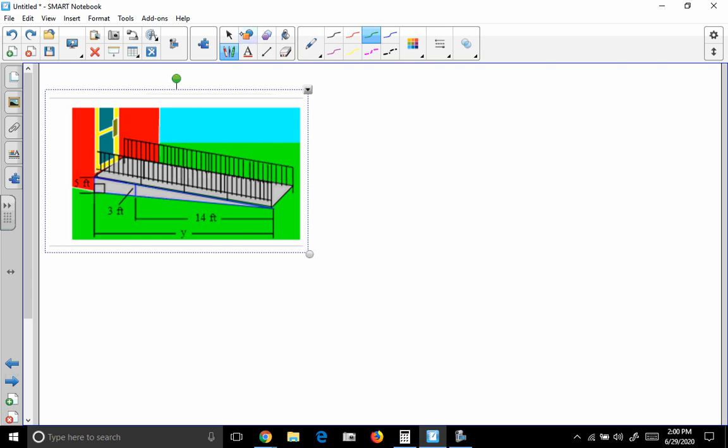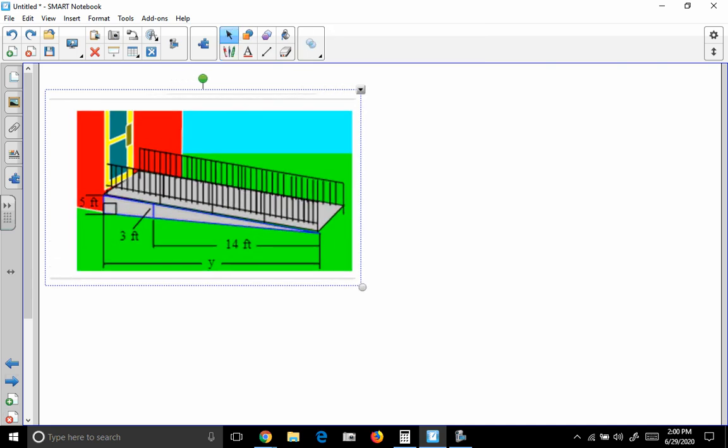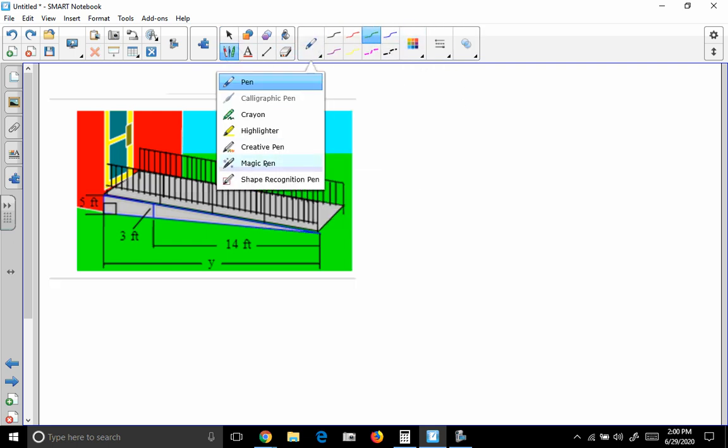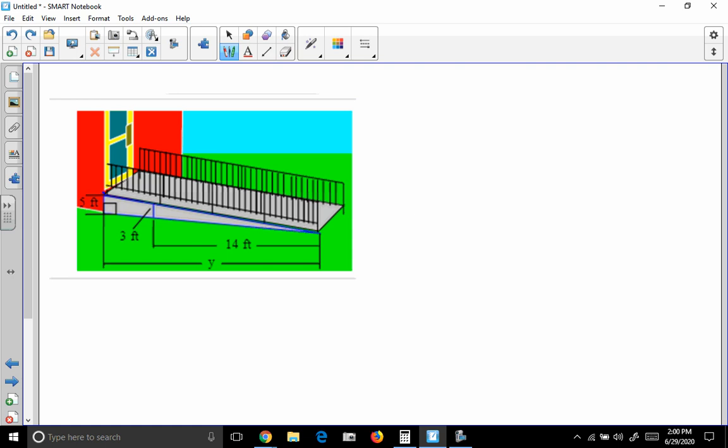All right, let's talk about setting this one up, and then I'll leave this one for you as an exercise to solve. They want us to find y. And if we look at this picture, we have a couple of triangles. We have this larger triangle that's 5 feet tall, and the bottom side is what we're looking for. And then we have the smaller triangle that's 3 feet tall, and the bottom is 14.